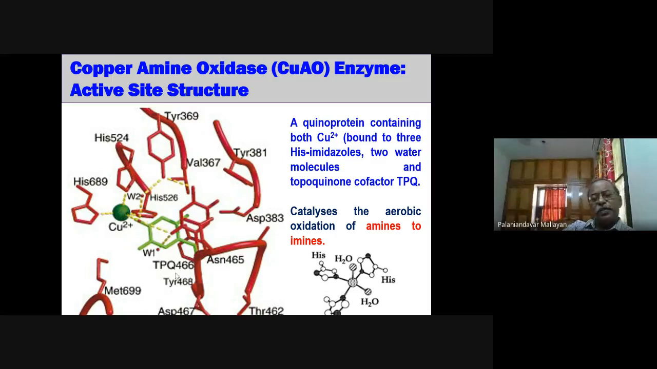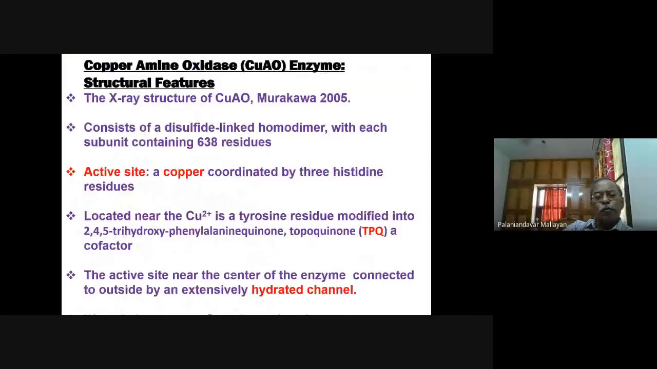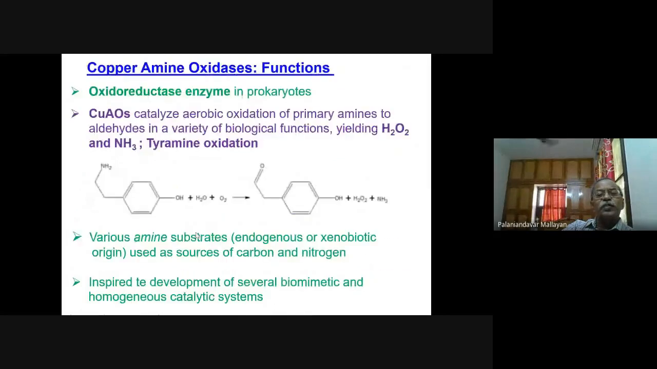So this is the most interesting discovery we made. The genesis of the active site, the assembly of the active site was illustrated, and we also generated a very good catalyst for the amine to imine transformation. This is what I've been telling you, topoquinone. So the enzyme is an oxidoreductase enzyme that oxidizes this, the tyramine. This will form the basis of our topoquinone, etc.